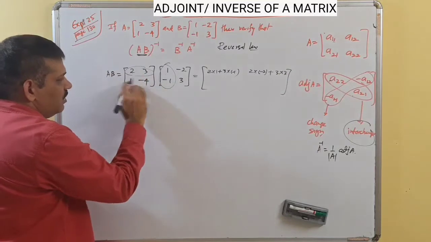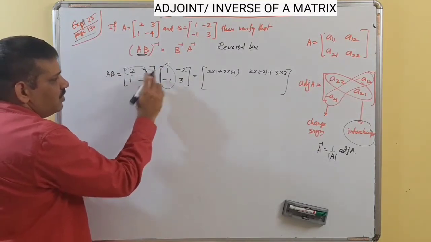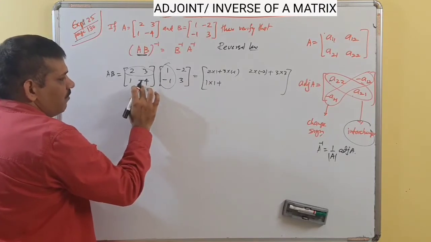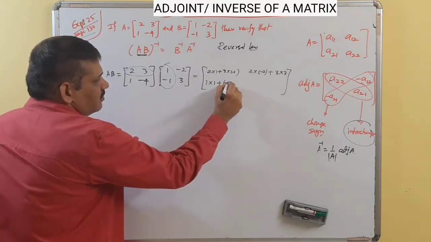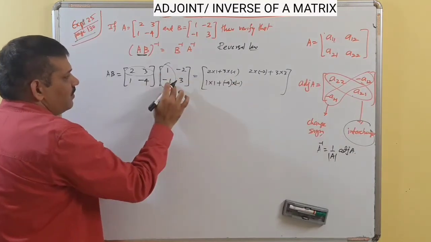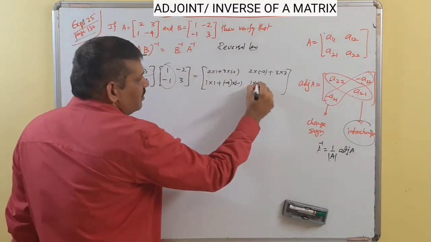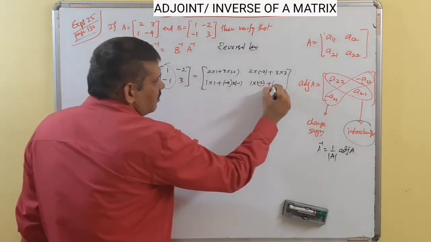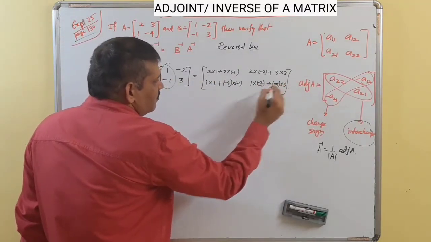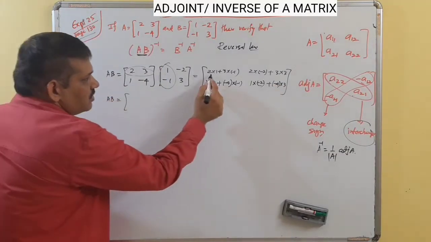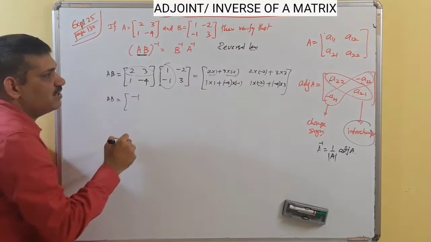Now the second row will multiply by the first column. So 1 into 1, 1 into 1 plus minus 4 into minus 1. Now this will be multiplied by this: 1 into minus 2 plus minus 4 into 3. So simply AB is equal to, this is 2 minus 3, which is minus 1.